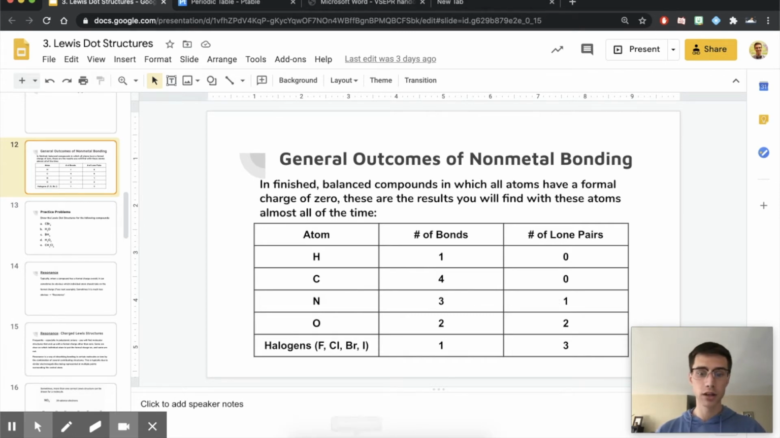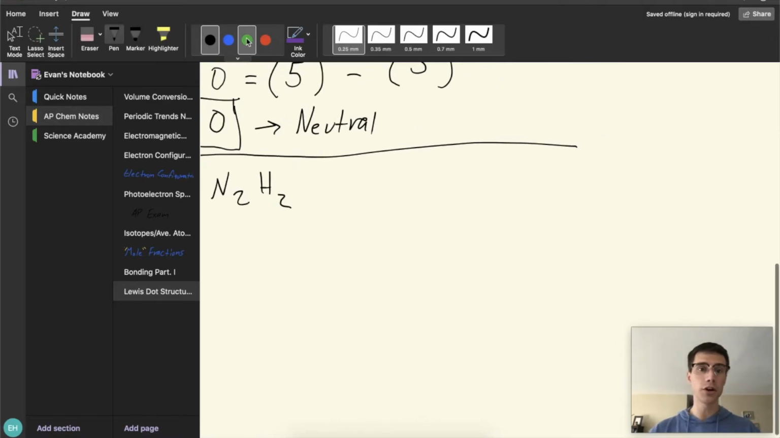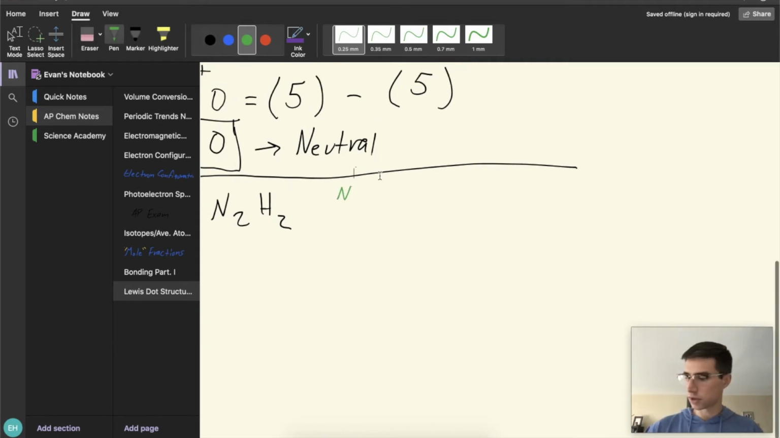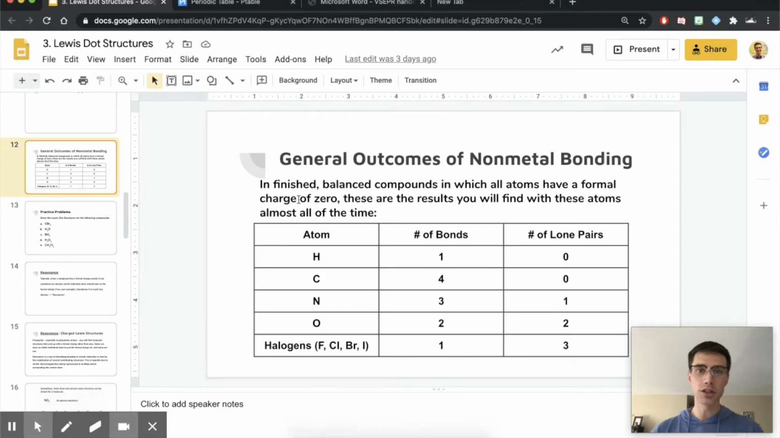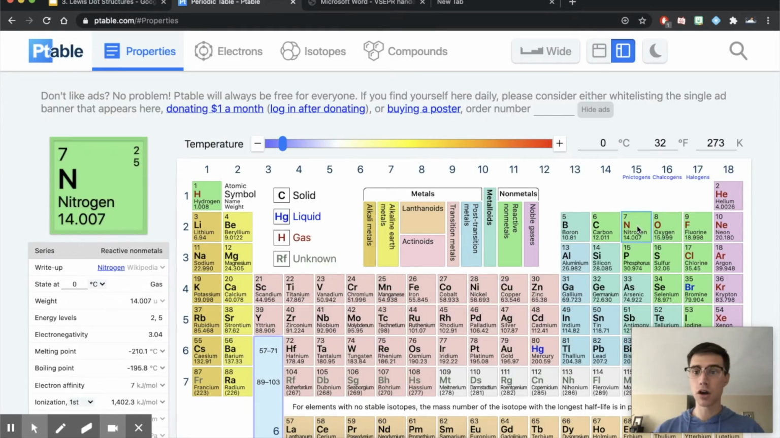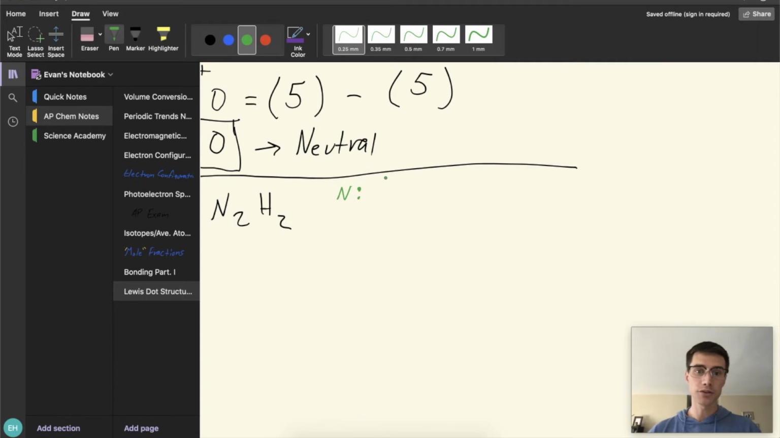lone pair. Now, what I'm going to want to take into account before we start drawing this is nitrogen. Nitrogen, when we're looking at the periodic table, is just above phosphorus. So just like with the last problem, phosphorus and nitrogen both have 5 valence electrons. However, because we have 2 of them here, let's take that into account. So we would expect to have a total of 10 valence electrons from both of our nitrogens.